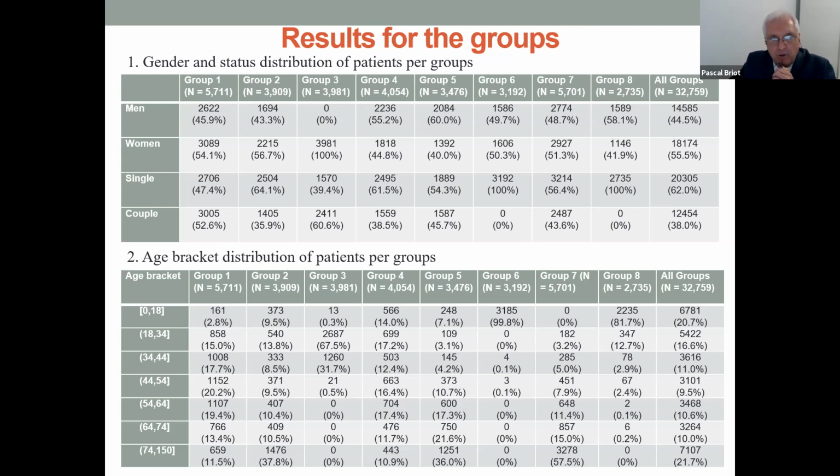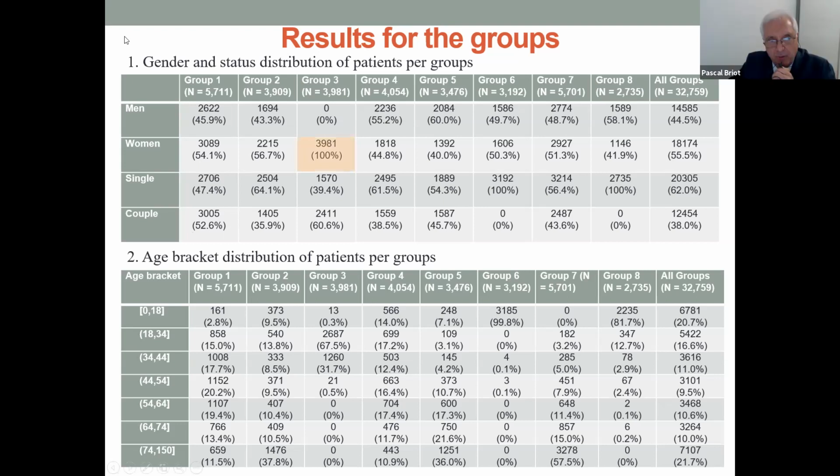And so the first table you have in front of you is patient characteristics, gender and status distribution of patients, whether they are single or couple, and then the age distribution of patients. Gilles, you're going to have to click so as to animate. The slide is animated. And so if Gilles clicks once, yes, you see that, thank you, Gilles.